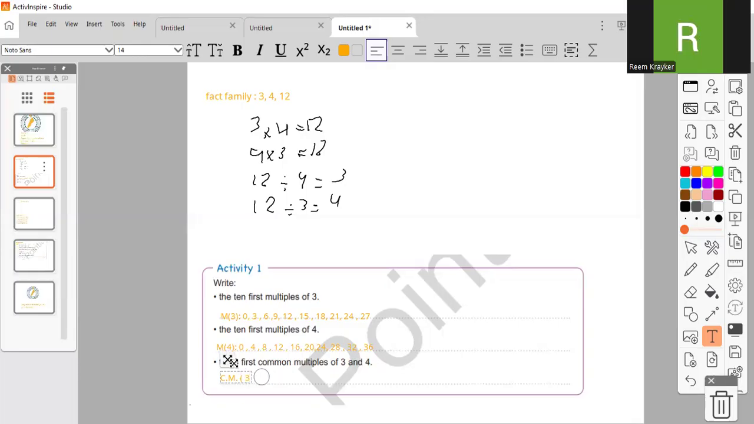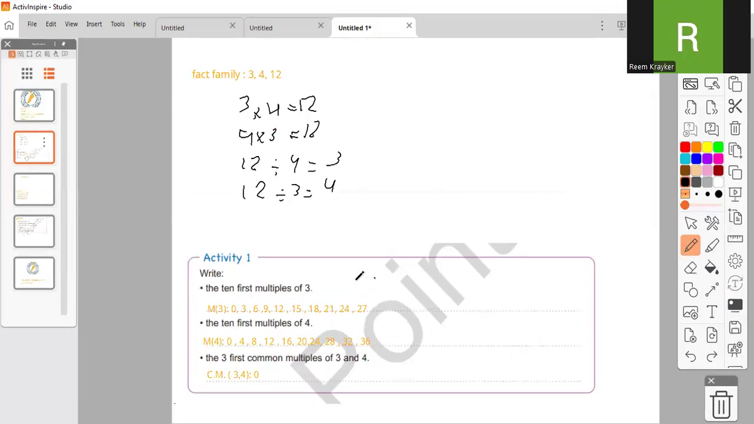So the common multiples of 3 and of 4, we put them like this. Then we put 2 points up to each other. And of course, I will start with 0. 0 is the first common multiple. Now I'm going to search for more common multiples. I will bring the pen and we will circle them together.